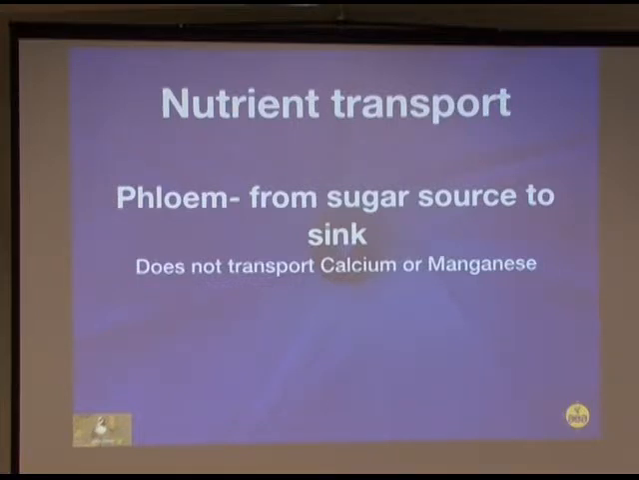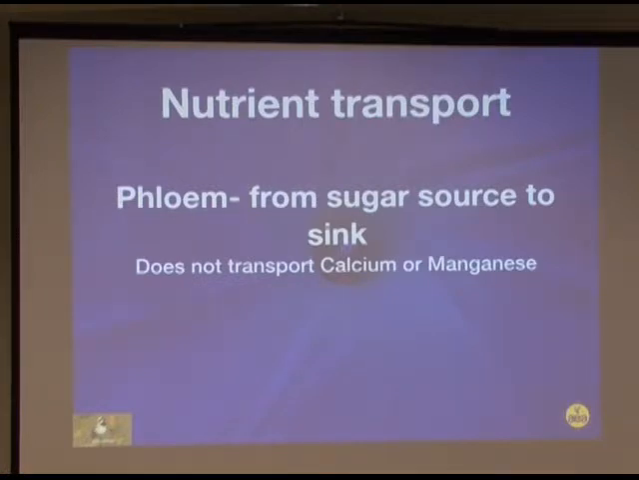There are 3 different sugar sinks. The first and the largest sugar sink within the plant usually is the root system. Most plants over the course of their entire lifetime will transmit as much as 50 to 70% of their total sugar production down through the roots and out through the roots as root exudates. It's a tremendous amount of sugars that are moving to the root system.